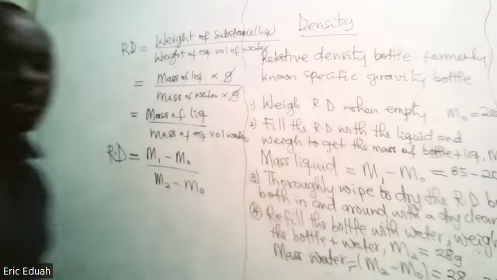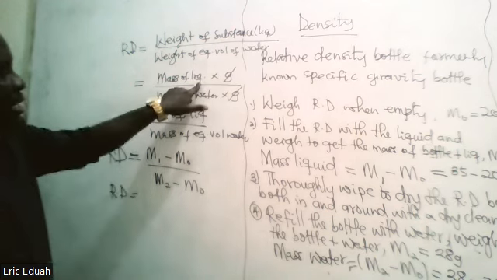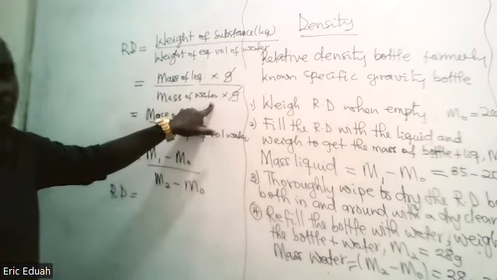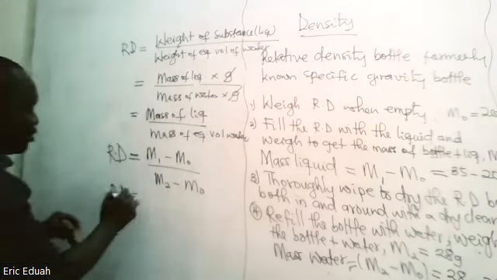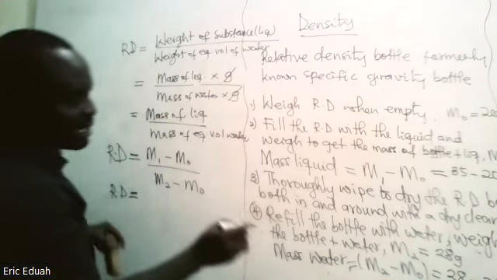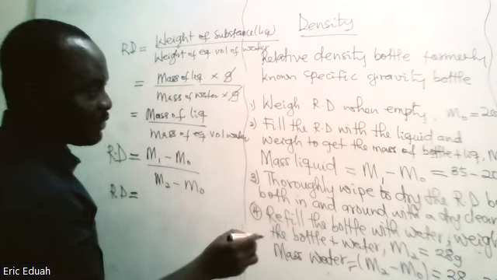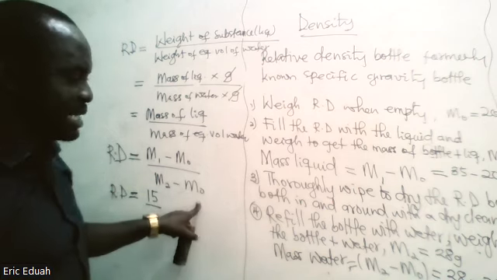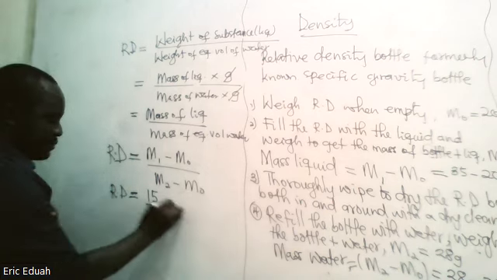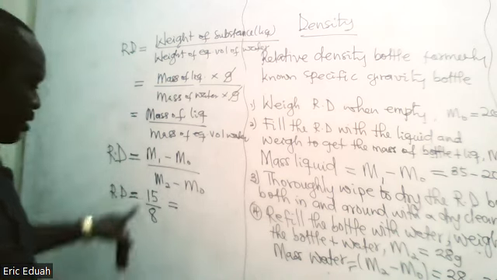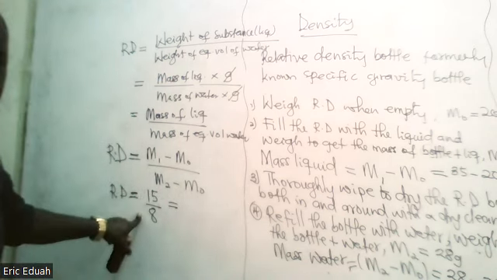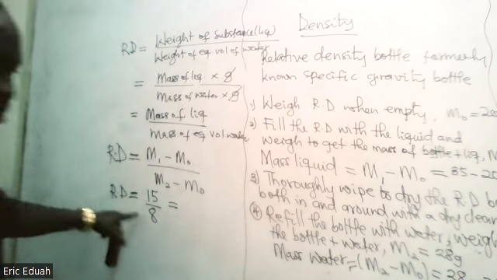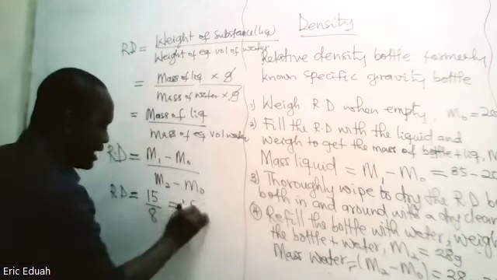Therefore, the relative density, which is mass of liquid divided by mass of equal volume of water, would be equal to M1 minus M0, we got 15, divided by M2 minus M0, we got 8. Okay, what is 15 over 8? 1.875. So approximately 1.88.